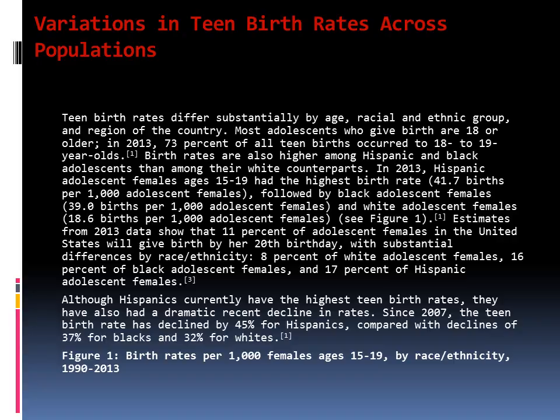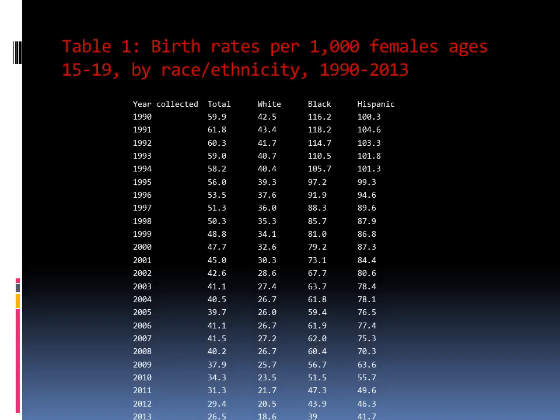See figure 1 for the birth rates per thousand females ages 15 to 19 by race and ethnicity between 1990 and 2013. Table 1. Birth rates per thousand females ages 15 to 19 by race and ethnicity between 1990 and 2013. As you can see, the number has dramatically decreased from 1990 to 2013 in all ethnicities.